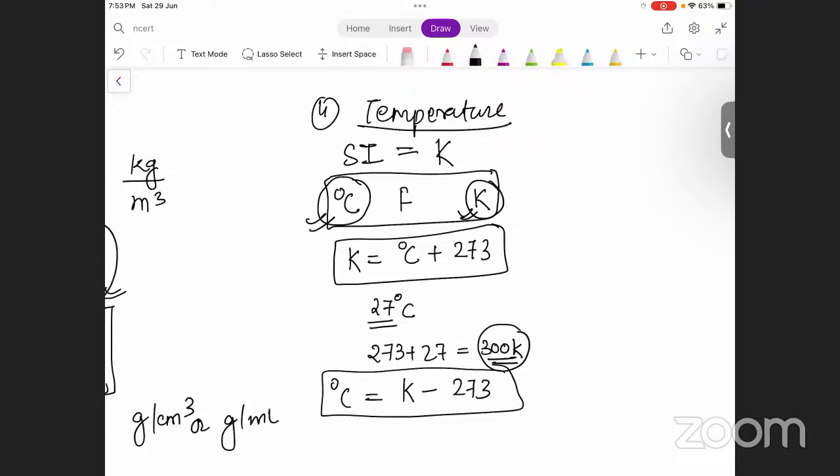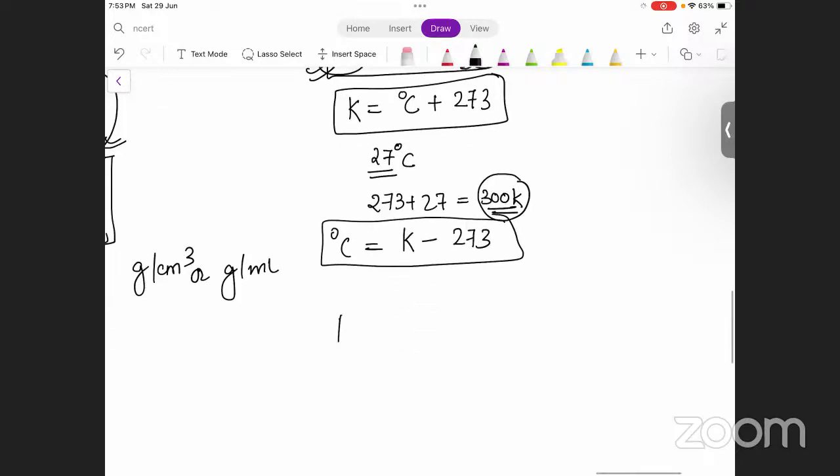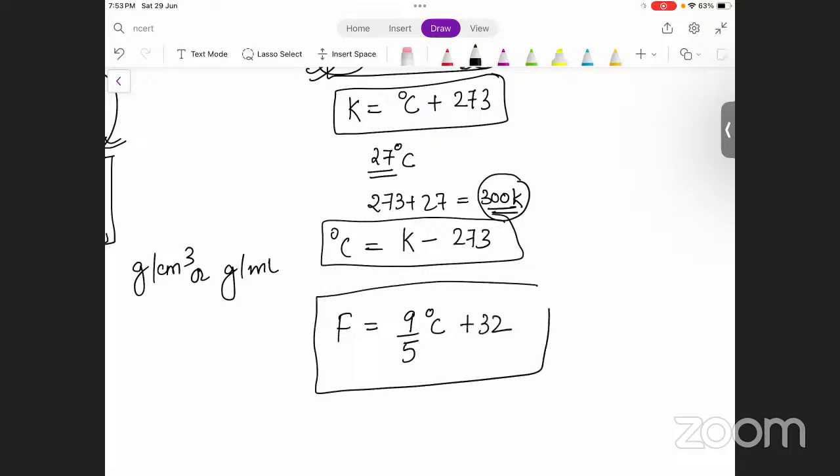Now, the other one, which you may not require a lot, is the conversion between Fahrenheit and degrees Celsius, from degrees Celsius to Fahrenheit. What we have to do is take 9 by 5 of the temperature in degrees Celsius, and to that we add 32. That's how we convert from degrees Celsius to Fahrenheit.